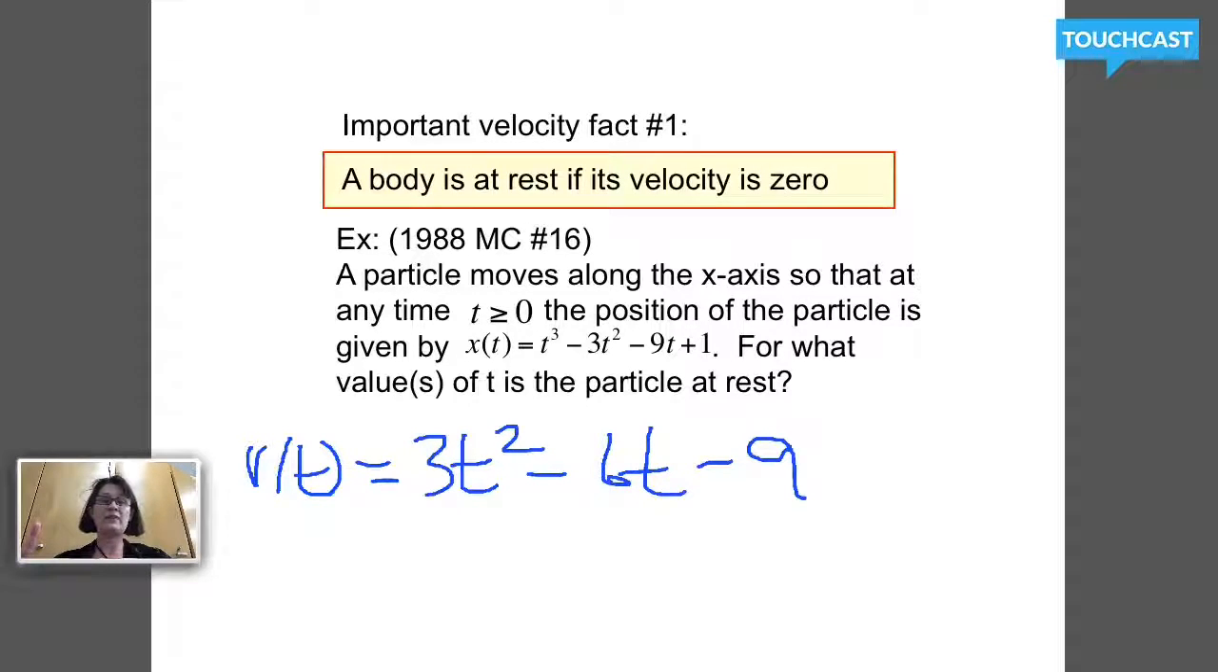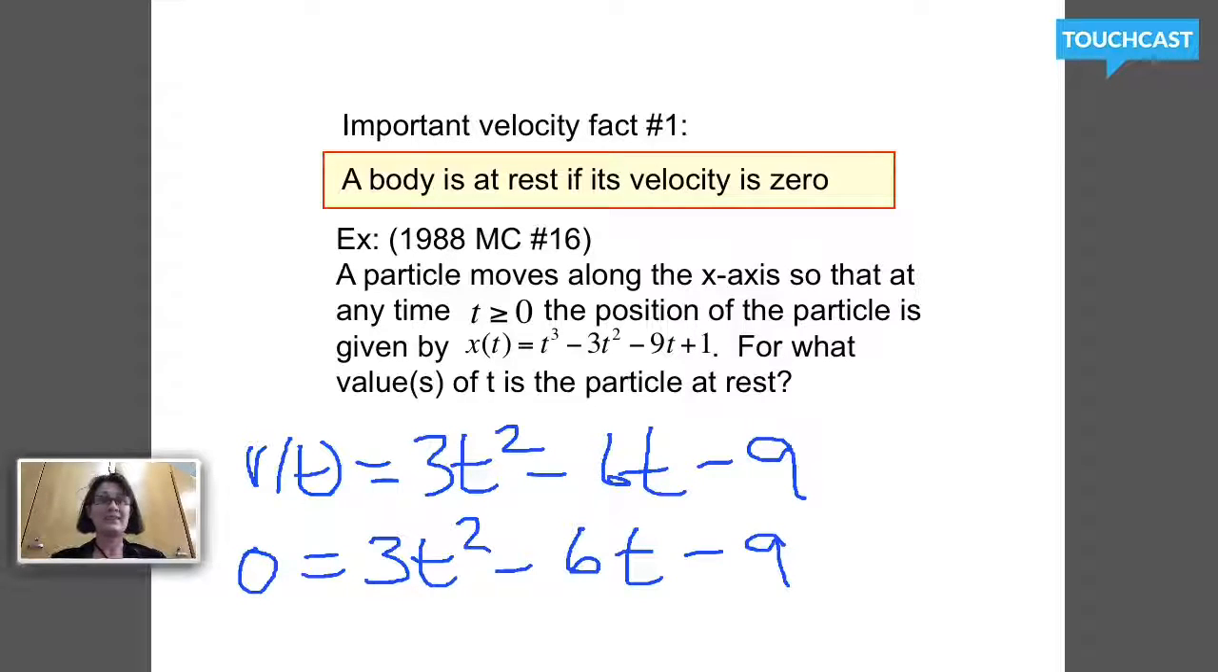So step 1, I found the velocity. Step 2, I need the velocity to equal 0. So 0 equals that same velocity. I'm going to write it out for your benefit. I don't expect that you would want to write it out again, because now you want to get down to the business of solving this equation. How do I solve this equation?